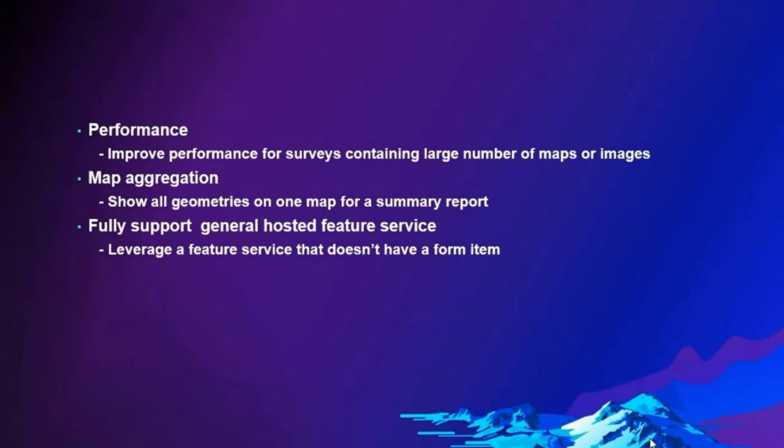We're now working on improving the performance for surveys containing a large number of maps or images. You will also be able to use aggregate geometries in one map in the summary section. This means that you can show all locations you have selected in one map. We are also bringing in full support for general hosted feature services, so you can use any feature service to generate reports, not only those created by Survey123 that have a form item.